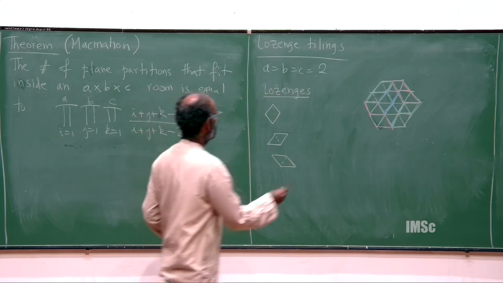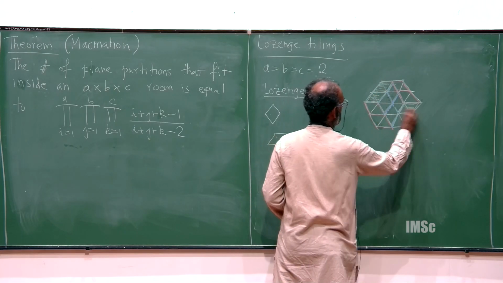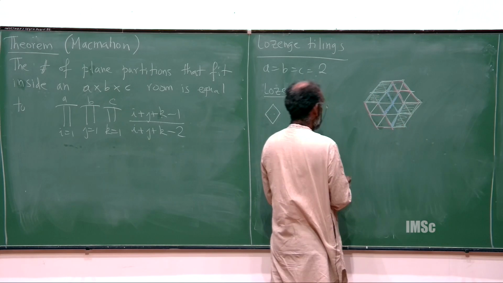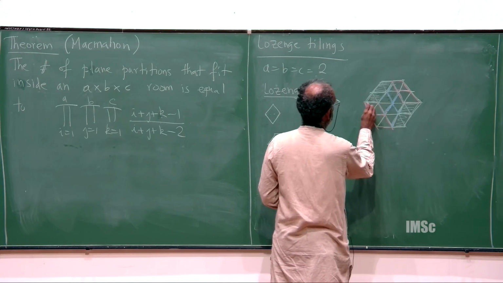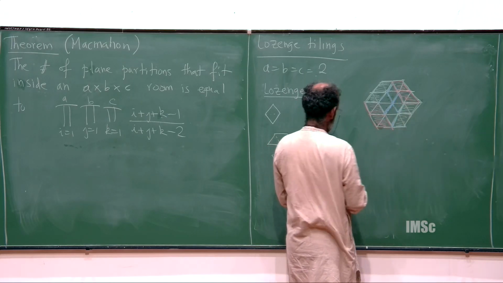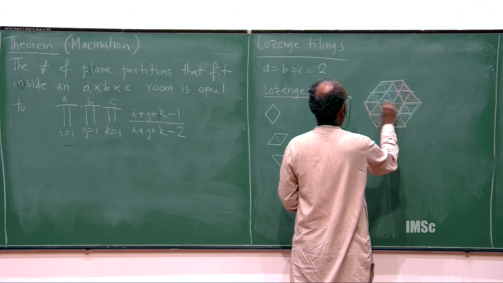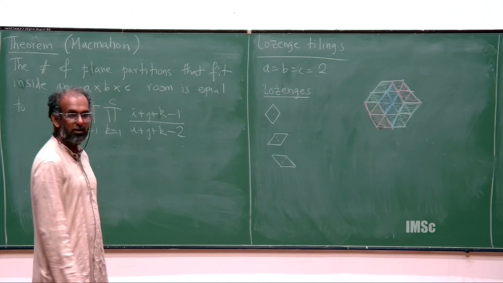Okay, so maybe I'll also color the interiors. So this is green, green here, red here, and blue here. Do you see? This has become a plane partition.